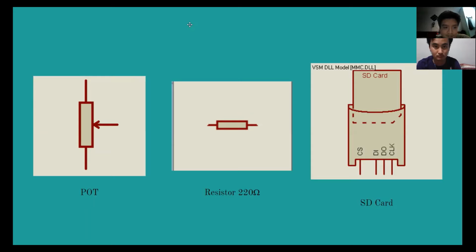Okay, and then the next one is the 220 ohm resistor. This is used to prevent overcurrent to the LED. And then the next one is the SD card. This is used for storing the data log.